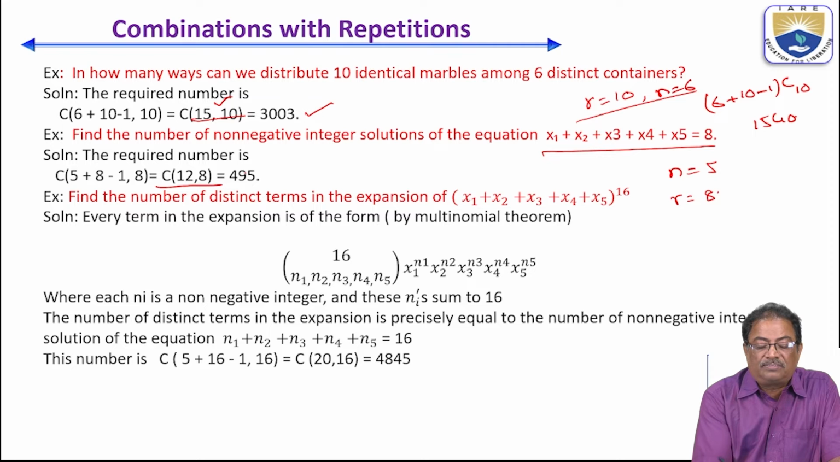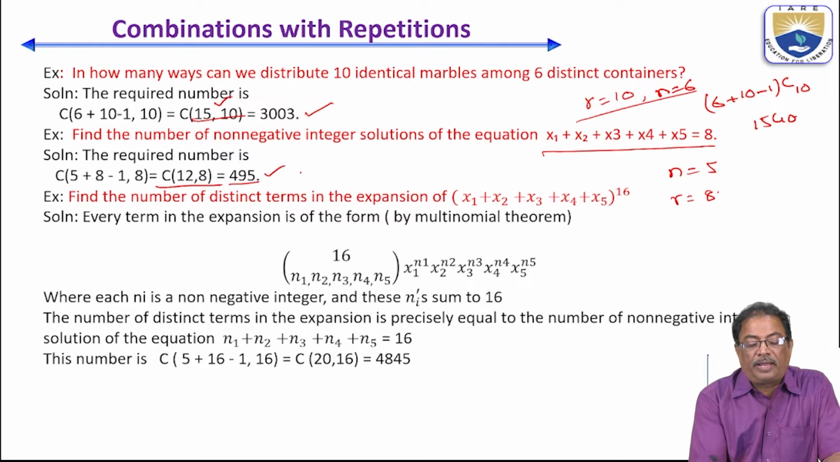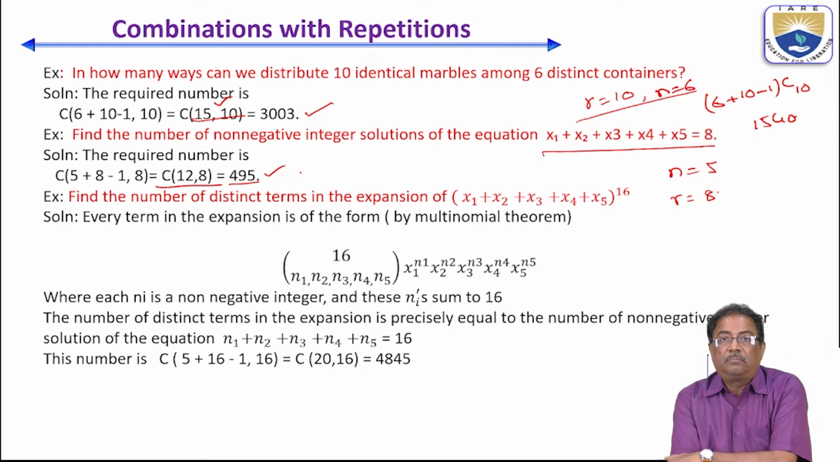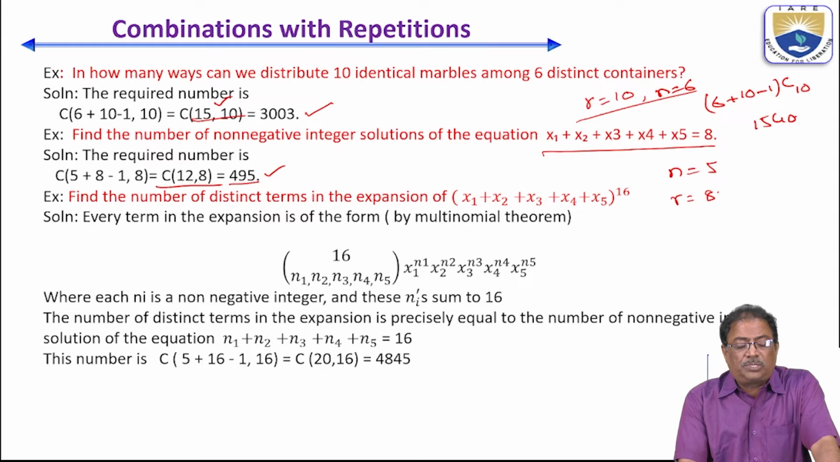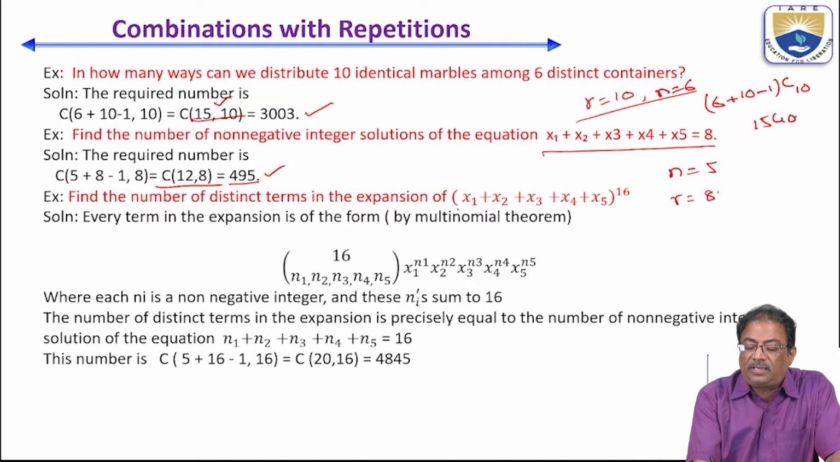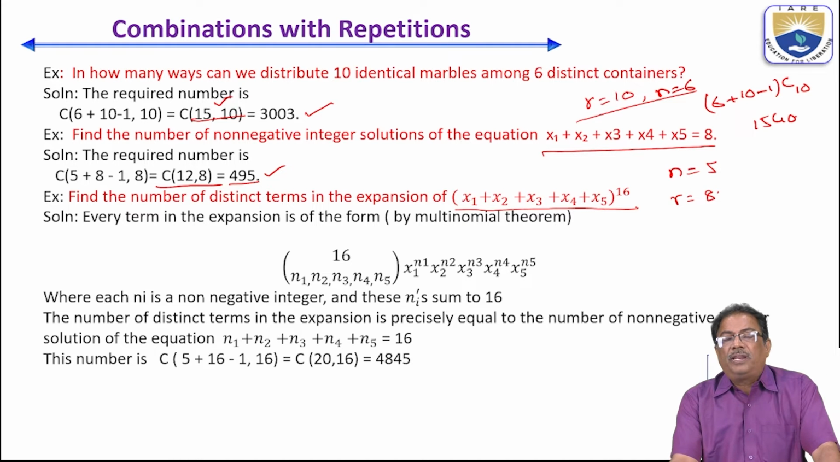495. So here we have to apply n plus r minus 1 C r. Subsequently we can get 495 ways. Now the next problem: find the number of distinct terms in the expansion of the given expression. How many distinct terms will there be if you expand this expression? That is the final question.